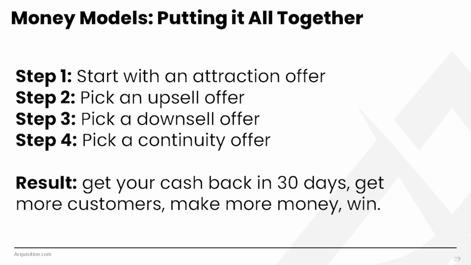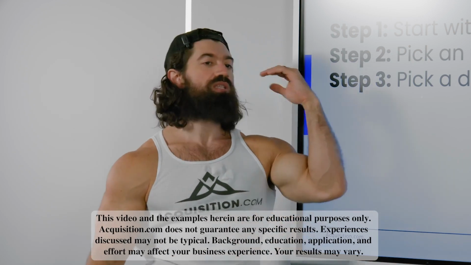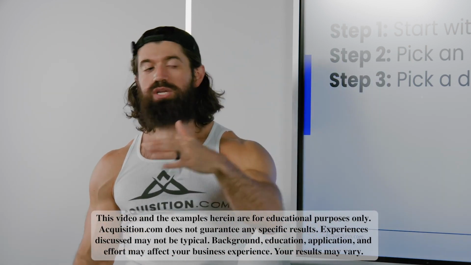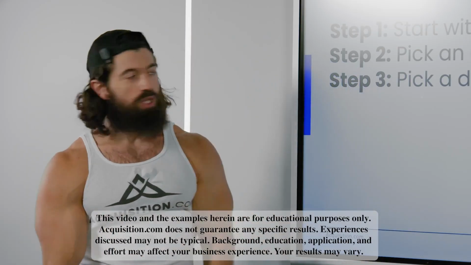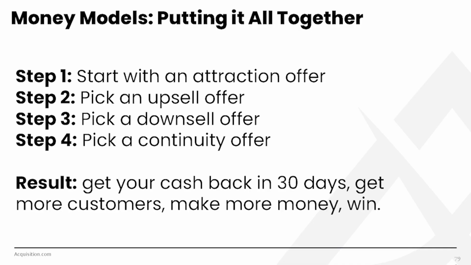Then you can pick your downsell offer. So what if they say no to any of these other offers? Well, we have our entire downsell flow, which is we start with payment plans, then we do a free trial, or we do payment plan to feature downsell, then we go to free trial. You just pick the ones that you know that you can execute on right now. Step 4, then you pick a continuity offer. And the result is that you get your cash back in 30 days, more customers, and make more money.